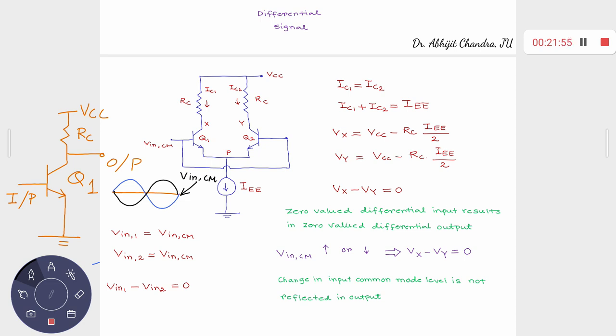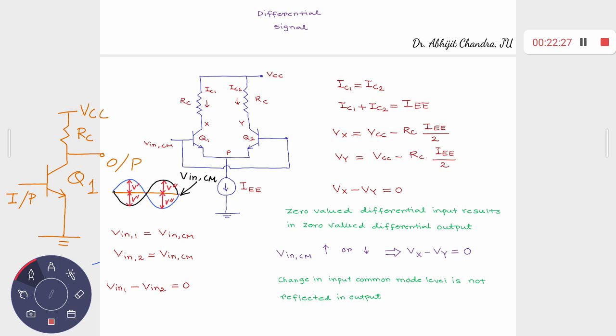And then over and above this DC level, this pair of signals are exhibiting equal and opposite excursion. If this excursion is equal to V dashed, this is also V dashed. But that can be V double dashed, there is no problem. This can be V double dashed. Now if it is V double dashed, then it has to be V double dashed.